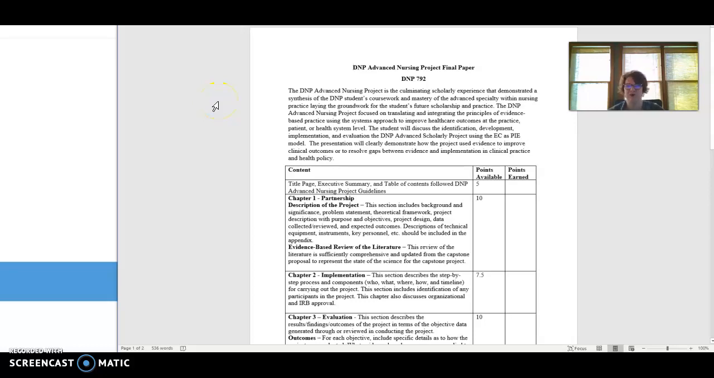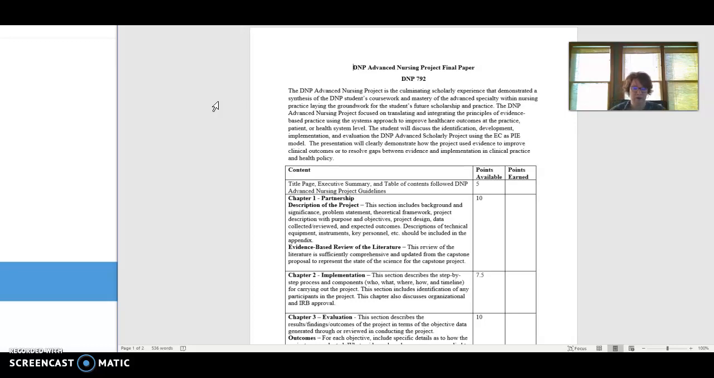Okay, let's go over your advanced nursing project final paper rubric. In this rubric, we're really looking at how everything ties together. We're looking at the overall picture of your project, and at each component within it. We're starting out with the nitty-gritty: the title page, executive summary, and table of contents. But just know your executive summary needs to be a synopsis of your paper and include valuable information to key the reader into the high points of your paper, so to speak.